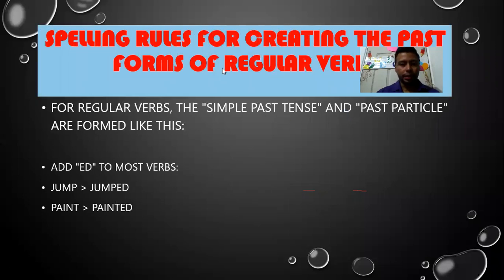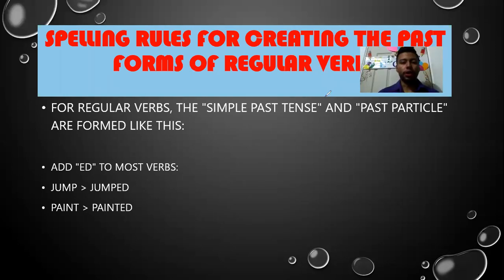Help me, please, for this slide. Okay, Derek, very good. Read the topic here, the subtopic. Thank you. Spelling rules for creating the past form of regular verbs. For regular verbs, the simple past tense and the past participle form like this. Add ed to most verbs. Jump, jumped. Paint, painted. Wonderful.